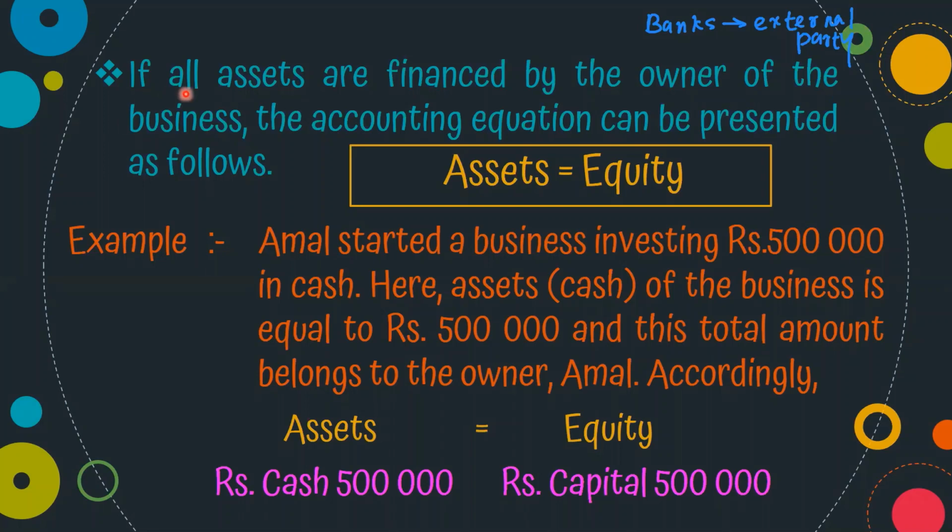Okay, guys. If all the assets are financed by the owner, and the owner means our internal party, one of the internal parties of the business, the accounting equation can be presented as follows: total assets will be equal to total equity. This will happen only if the owners of the business financed all the assets. That means only if all the assets are financed by the owner can we take assets equals equity.